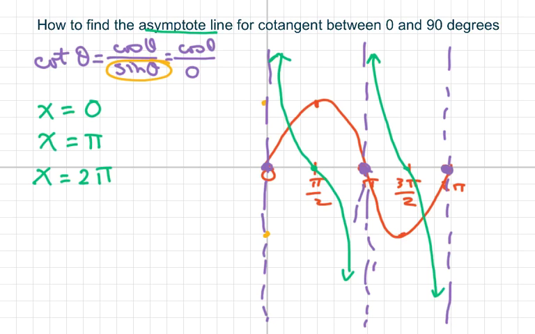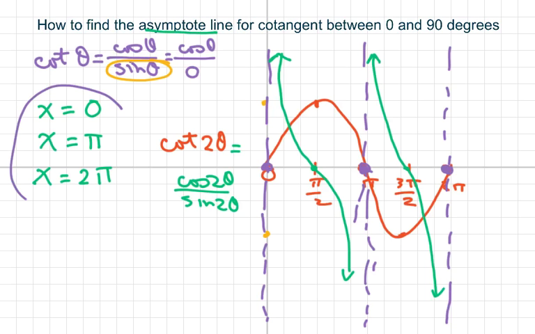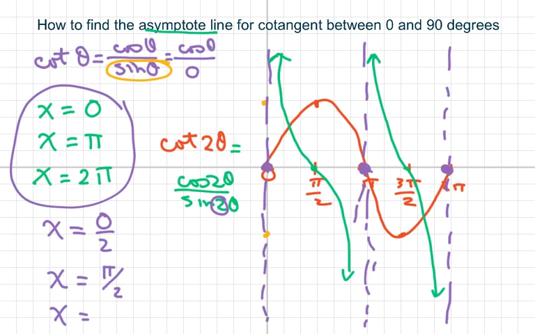Now what I want to know is what the asymptote lines are for cotan of 2 theta. We know cotan of 2 theta equals cosine of 2 theta over sine of 2 theta. So all you have to do is take these asymptote lines and divide by 2. For the first one, we have x equals 0 over 2. The second one, x equals pi over 2. And x equals 2 pi over 2, which equals pi.